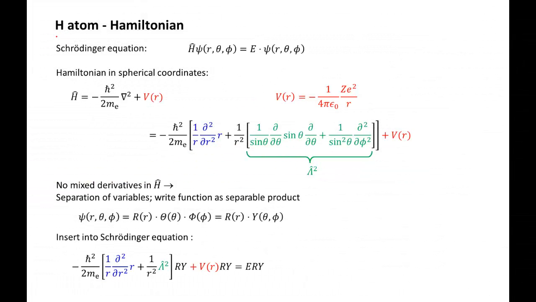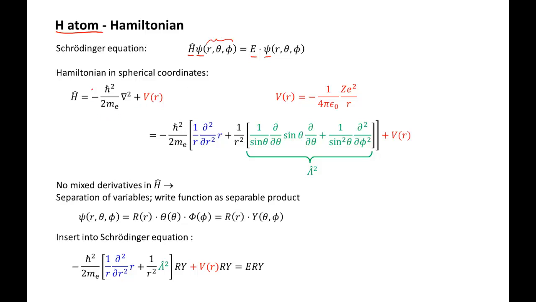In this video, we're going to solve the Schrödinger equation for a one-electron atom. The simplest one-electron atom is the hydrogen atom. The Schrödinger equation is H hat operating on psi equals E times psi. Since we're in 3 dimensions, we'll have 3 degrees of freedom. And for the hydrogen atom, it's most convenient to use spherical coordinates, r, theta, and phi.